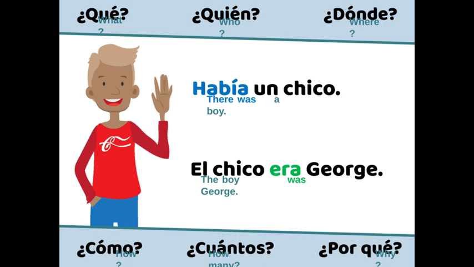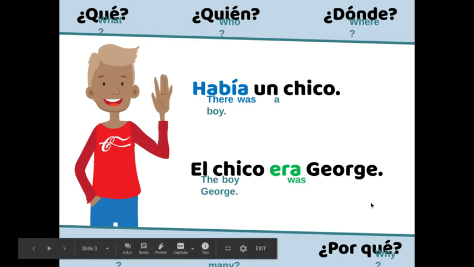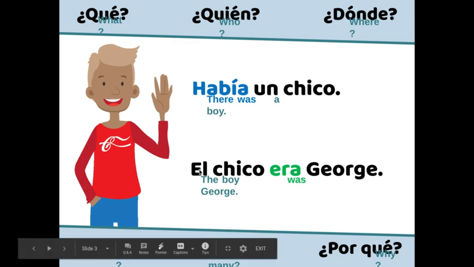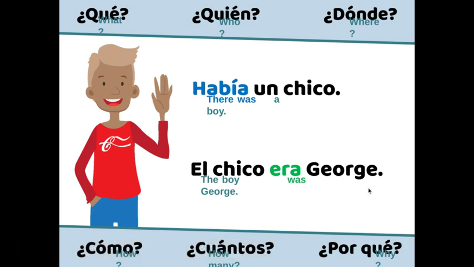Okay, our or questions. El chico era George o el chico era Tony. 1, 2, 3. El chico era George should have been your response. If you just said George, that's good too. So I said, was the boy George or was the boy Tony? If you said George, that's acceptable. If you would have said El chico era George, that would have been perfect.